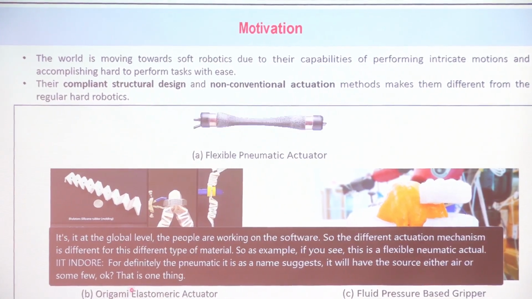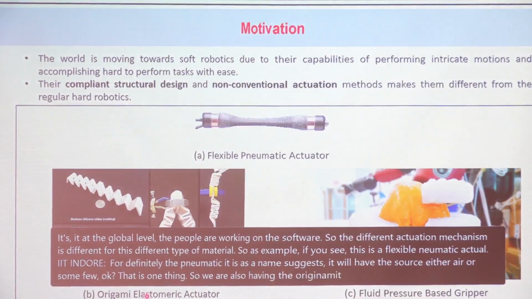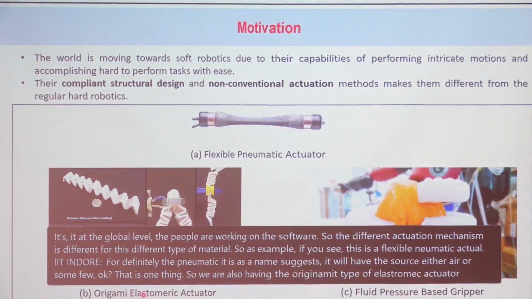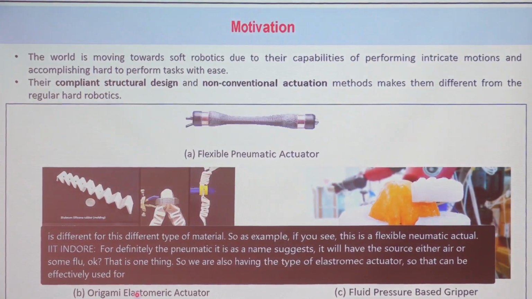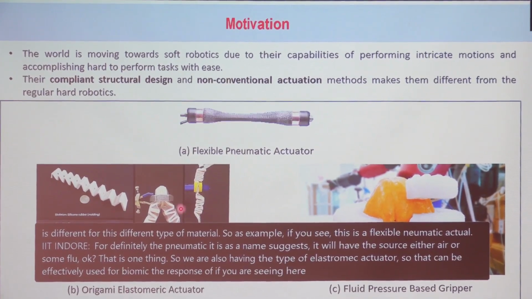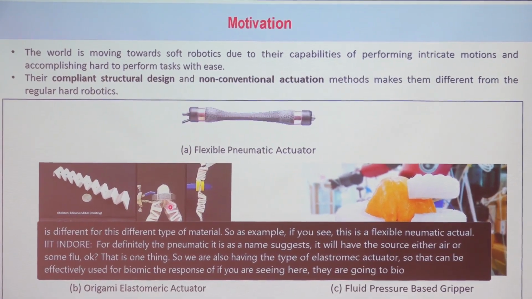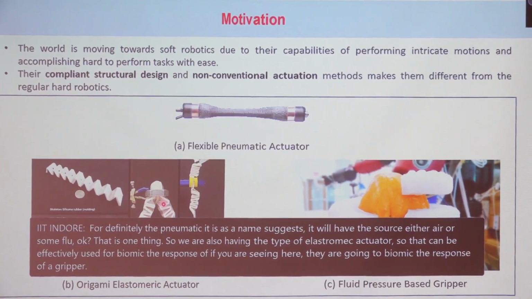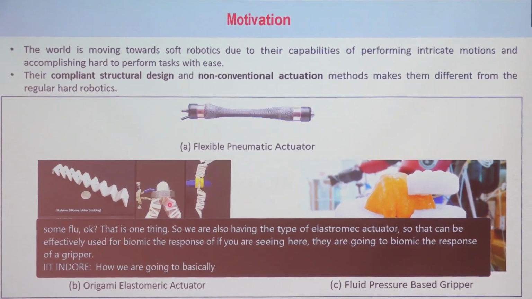We also have the origami type of elastomeric actuator. That can be effectively used to biomimic the response of, if you are seeing here, a gripper. How we are going to use them for the gripping application.